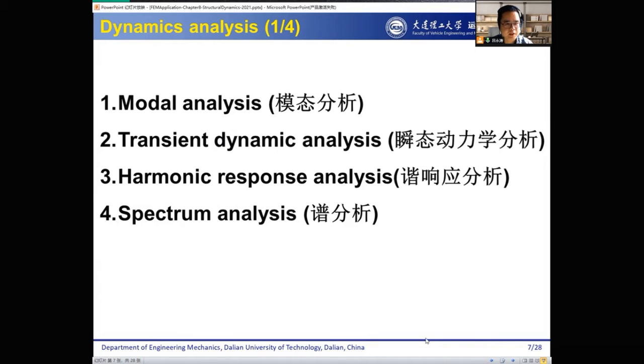For dynamic analysis, normally we have 4 types of analysis, and we will give a short introduction to each type. The first is the modal analysis. The second is the transient dynamic analysis. The third is the harmonic response analysis. And the fourth is the spectrum analysis.